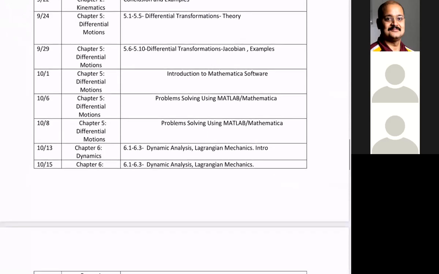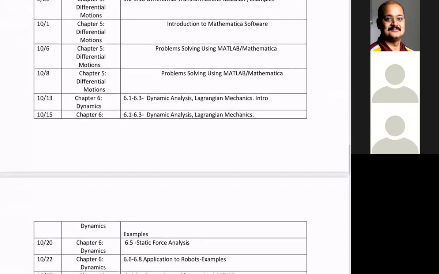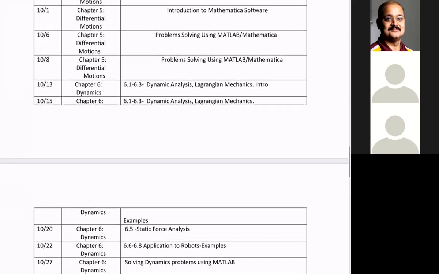Then once that is done, in the middle of October, we are going to move to dynamic analysis. And in dynamic analysis, there are 2 approaches. One is Newton's law. I will give a brief introduction to Newton's law and the Lagrangian mechanics, but then most of our material will be discussed using the Lagrangian mechanics. And typically, when we try to solve problems using Lagrangian mechanics, simple problems you can solve by hand, but complex problems we have to use computer software, Mathematica or MATLAB.